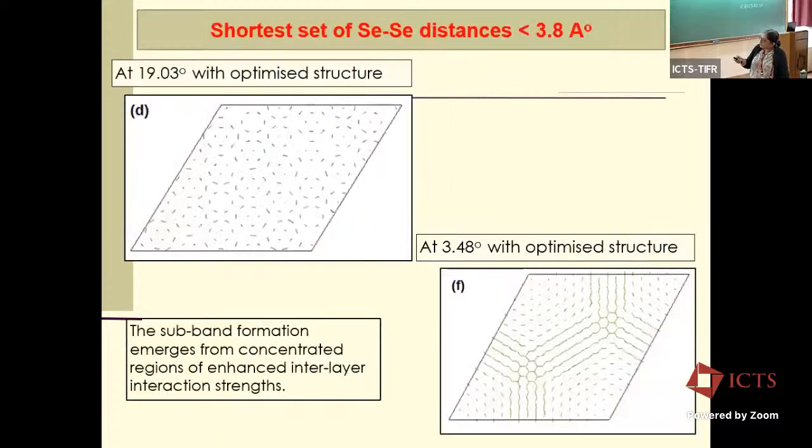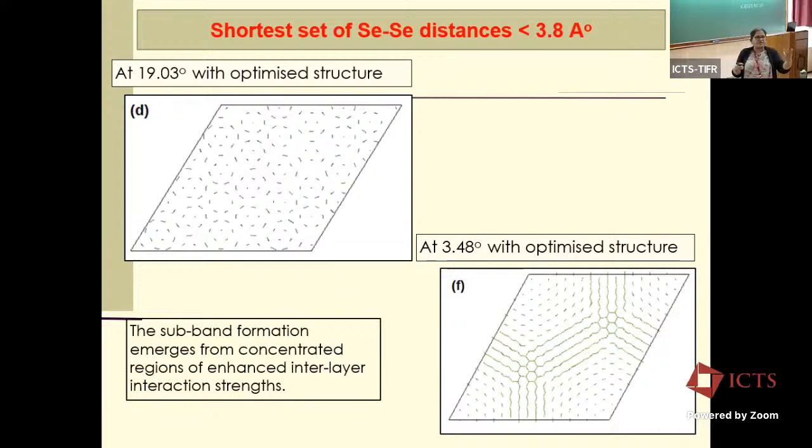So what exactly is going on? So we then went on to look at the real space profile of these interlayer distances. And what you can see is this: at 19.03, we have a rather random distribution of these distances. Whereas at 3.48, there's a concentration of the number of neighbors as well as the shortest interlayer distances, which is a bit less than 3.8 angstroms in this region, which seems to suggest that you have regions of enhanced perturbation, which is responsible for this flat band separating out over here.